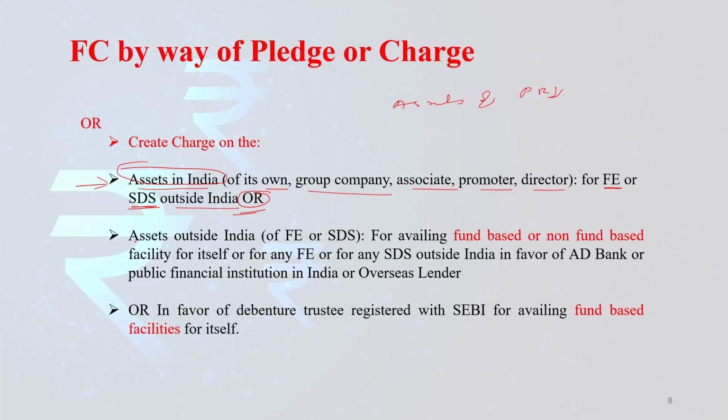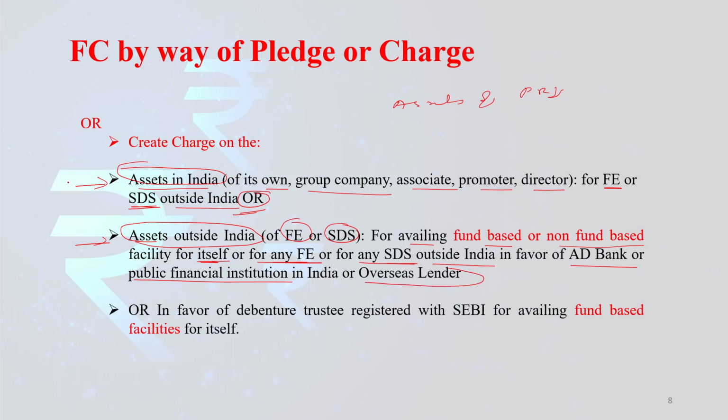The second thing is assets outside India. If these assets are outside India, they must be of a foreign entity or step down subsidiary, because the assets are located outside India. Then a charge can be created for availing a fund-based or non-fund-based facility for itself, meaning for the PRI, or for any FE, that is foreign entity, or for any step-down subsidiary outside India, in favor of an AD Bank, public financial institution in India, or overseas lender.